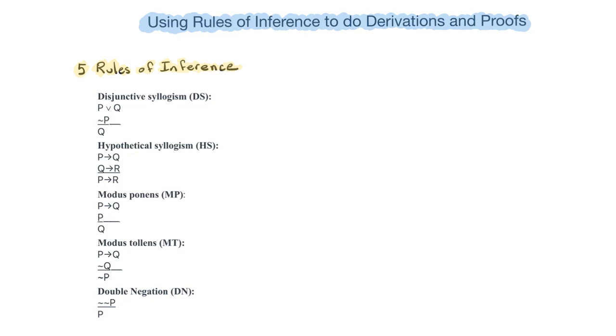In this video, I'll explain the 5 rules of inferences, explain what they are and how we use them to do derivations and proofs. A rule of inference is really just another way to say a valid logical form. So our 5 rules of inference here refer to 5 different common valid forms: the disjunctive syllogism, the hypothetical syllogism, the modus ponens, the modus tollens, and double negation.